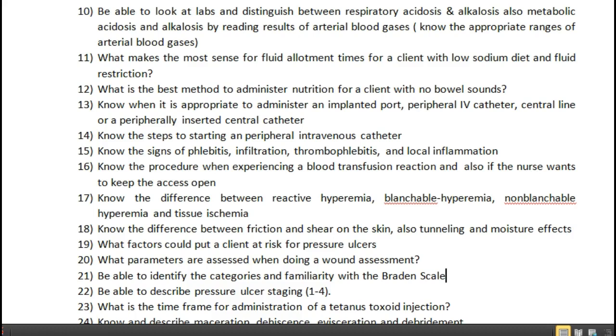We got to know when it's appropriate to administer an implanted port, peripheral IV, central line, or peripherally inserted central catheter, which is a PICC line.